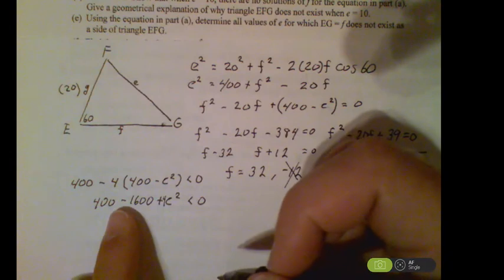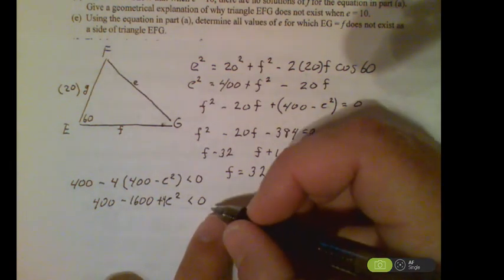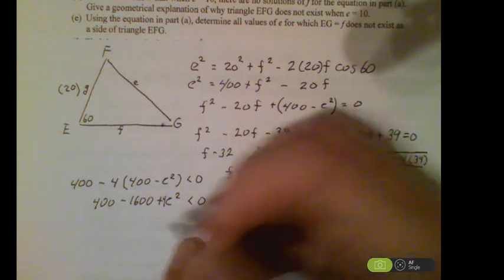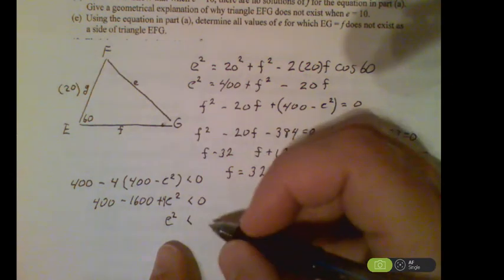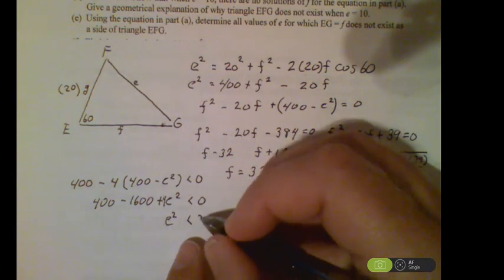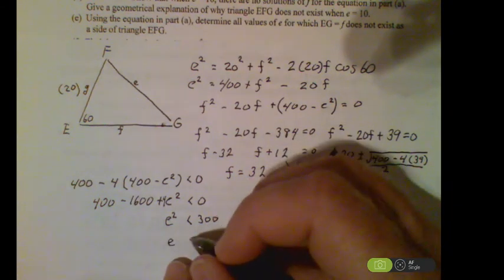You got a negative 1200. So I'm going to take my negative 1200, add it over to here, becomes positive 1200, divide it by 4. And I got my e squared. Let's see, 1200 divided by 4 would give us 300. So if I just square root both sides, then I get this.